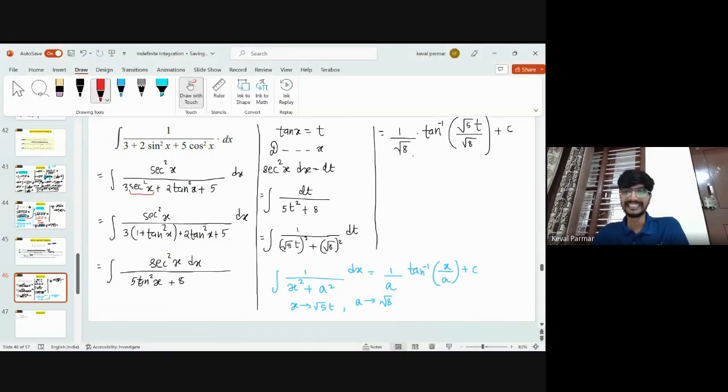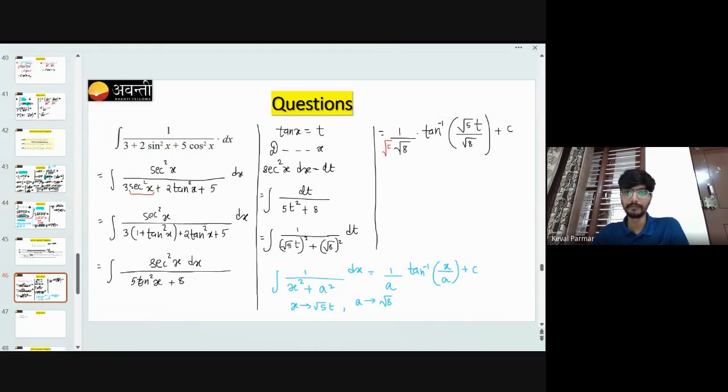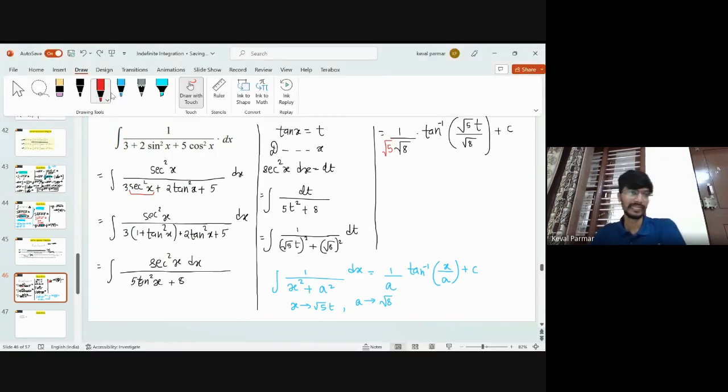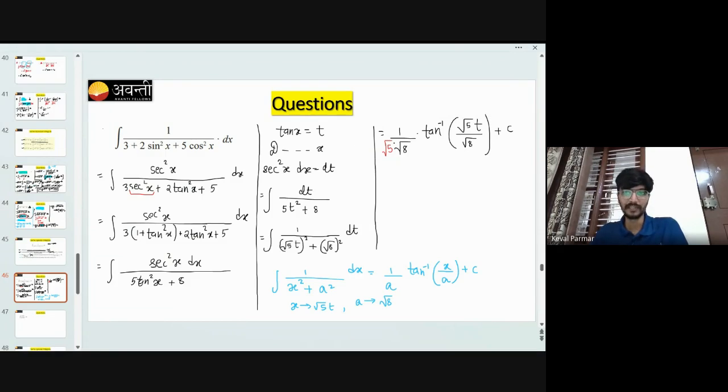Now, here we will also write 1 upon root 5. Now, can anyone tell me why 1 upon root 5 came here? Why did I write 1 upon root 5 here? You can tell in the chat box. This is my complete answer. But in the formula, there is no 1 upon root 5. There is only 1 upon a. So why did I write root 5?